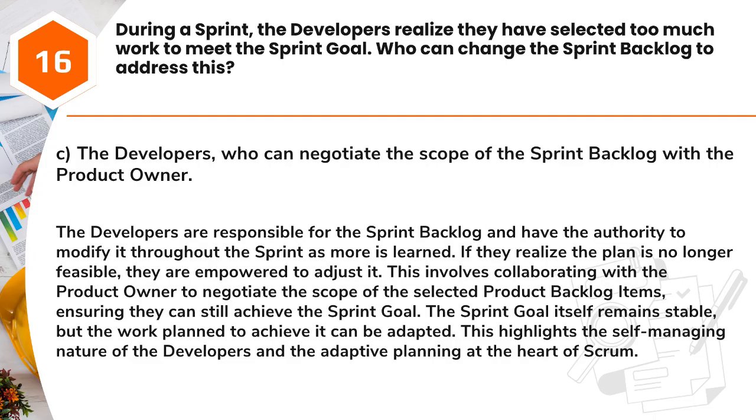Answer: C. The developers, who can negotiate the scope of the sprint backlog with the product owner. The developers are responsible for the sprint backlog and have the authority to modify it throughout the sprint as more is learned. If they realize the plan is no longer feasible, they are empowered to adjust it. This involves collaborating with the product owner to negotiate the scope of the selected product backlog items, ensuring they can still achieve the sprint goal.